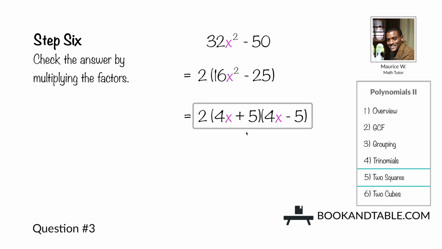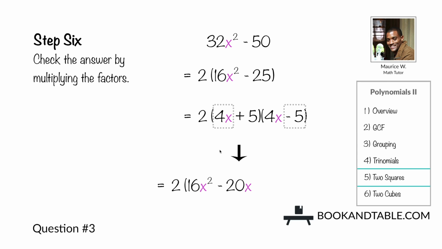And now to check the answer, we want to multiply the factors. So we'll start by multiplying the expressions inside the parentheses. 4x times 4x is 16x squared. 4x times negative 5 is negative 20x. 5 times 4x is positive 20x. Those will cancel each other out. And positive 5 times negative 5 is negative 25.